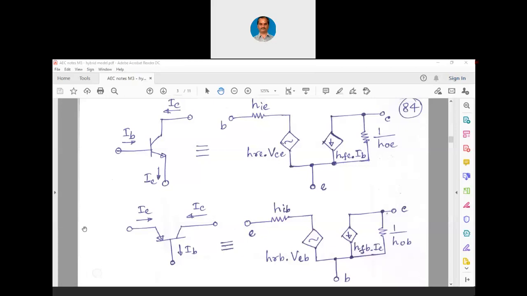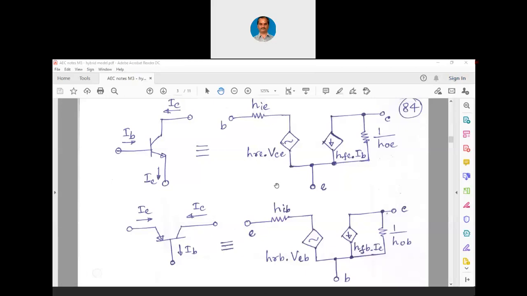Good afternoon, students. We had started discussing this hybrid modeling of the transistors since yesterday's class. Here H stands for hybrid, I stands for input, R stands for reverse, F stands for forward, O stands for output, and E stands for emitter. Here B stands for base. Similarly, C stands for collector.